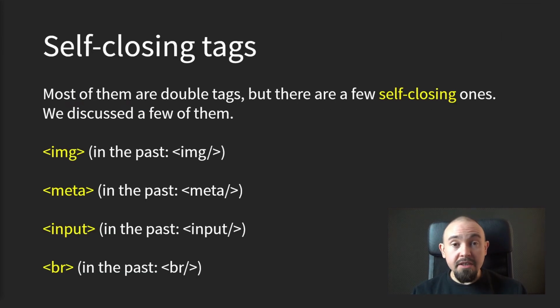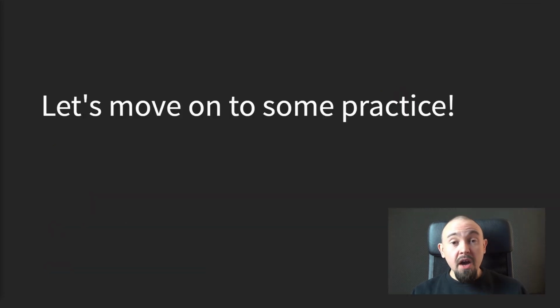Here you can see some examples of the self-closing tags: img, meta, input, and br. They used to be closed with the slash at the end. Today there is no such need and we shouldn't close them like that anymore. We've covered the most important tags at this point, so let's move on to the practical part now.